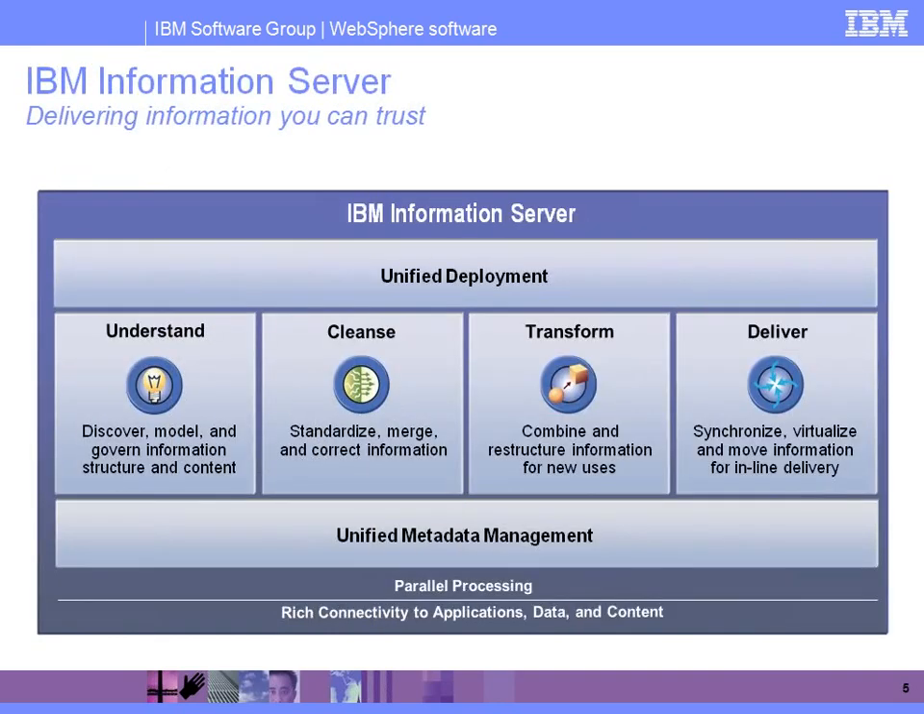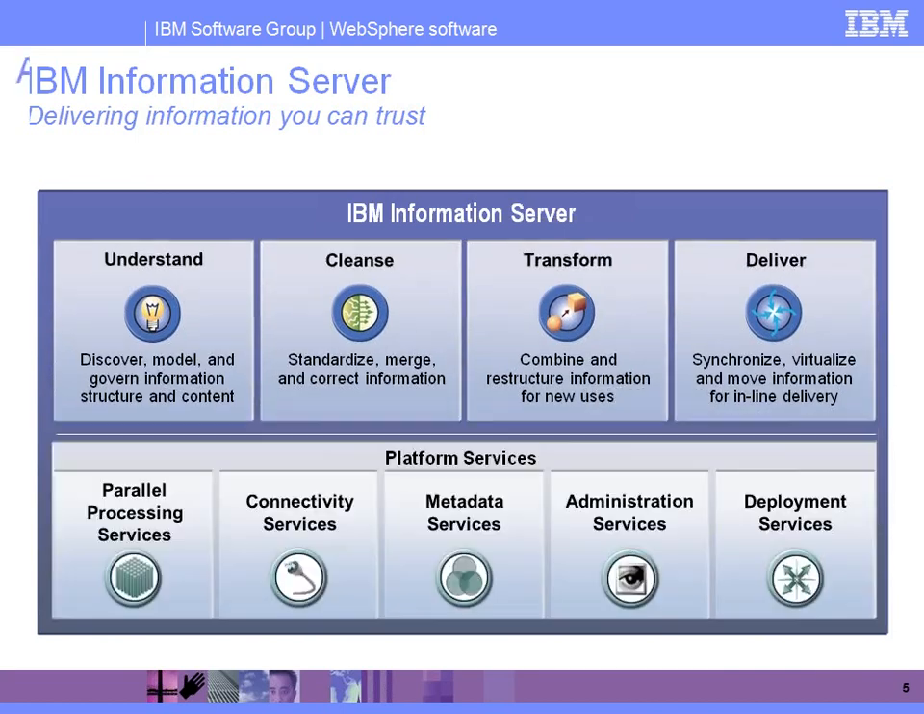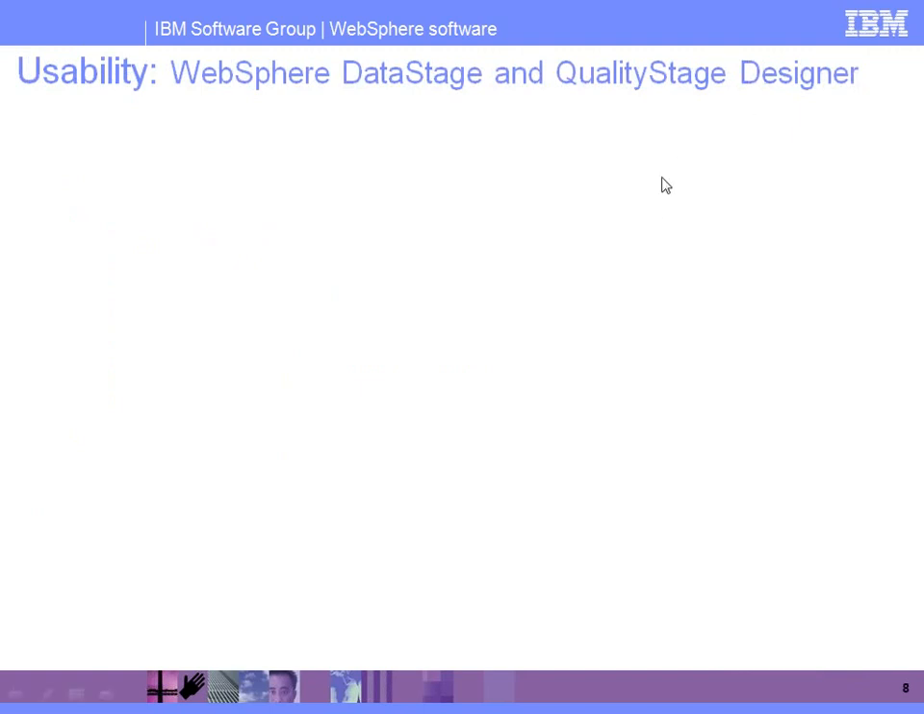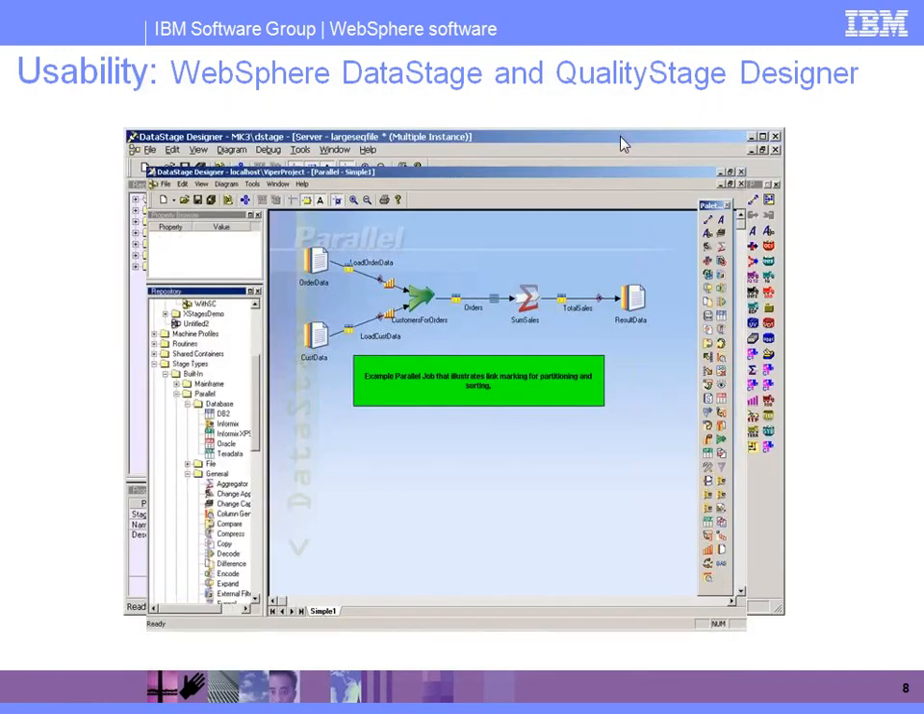What kind of understanding, cleansing, and transformation processes are we going to do with this Information Server? How are we going to work with the Information Server functionality? What kind of functions are we going to perform? Those things we are going to discuss while we are working on Datastage and QualityStage design. What are the new flavors added in this Datastage?